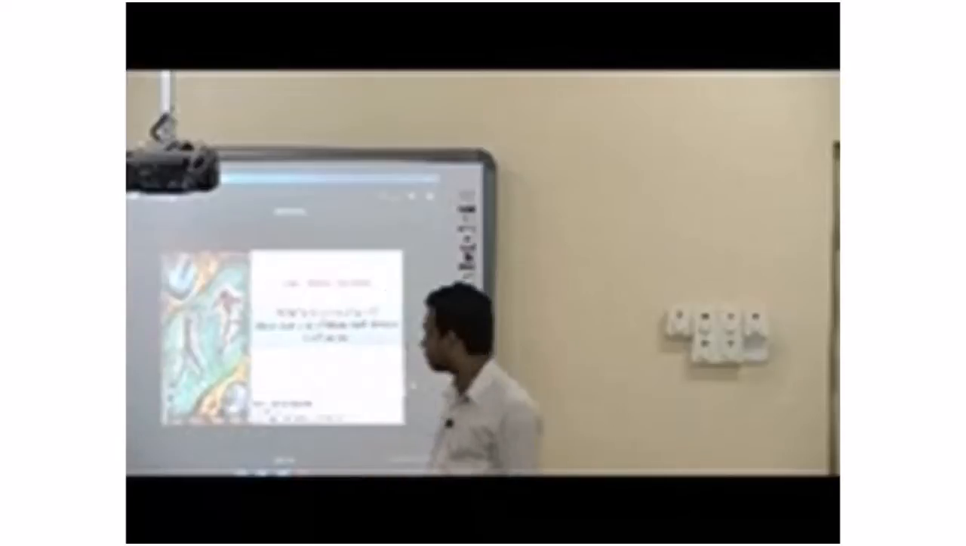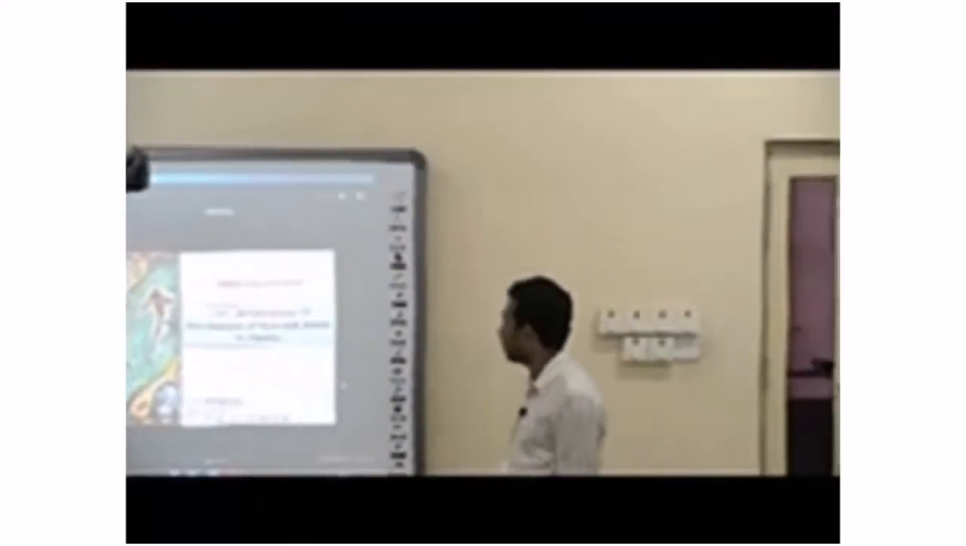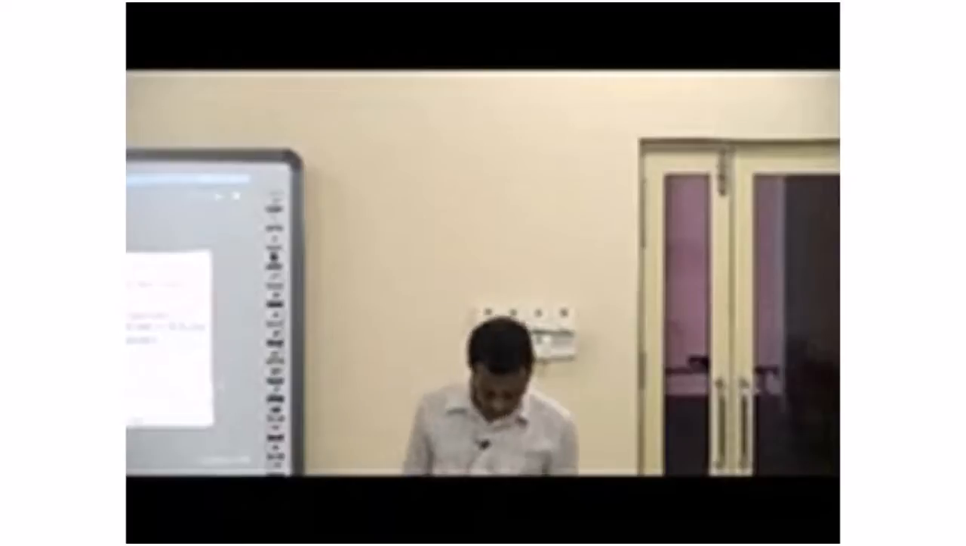Right, after the break we are going for another IFRIC. This is a fairly small one. IFRIC number 17. Distribution of non-cash asset to owners. Distribution of non-cash asset to owners.